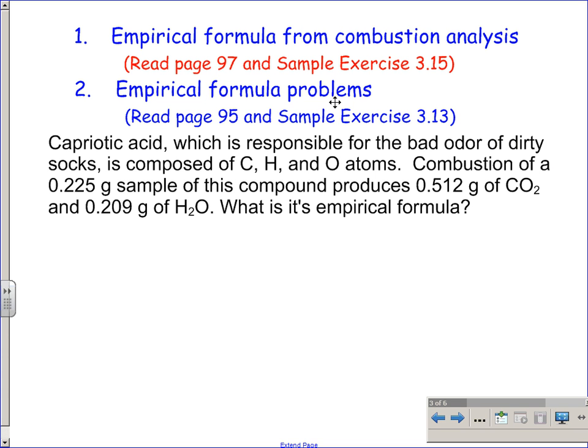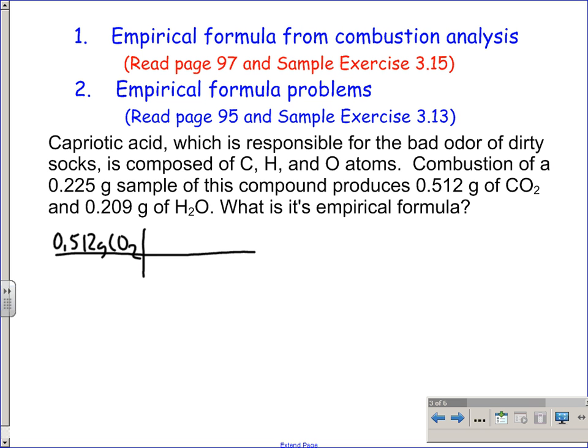So how do we go about attacking this problem? Well, first let's look at how much carbon we have. We know that we had 0.512 grams of CO2. Now, the book shows how to do this in a slightly different method than I use. There's some strengths to their method, but my method is just a lot quicker and takes a little bit less work. So typically, I like to use this method.